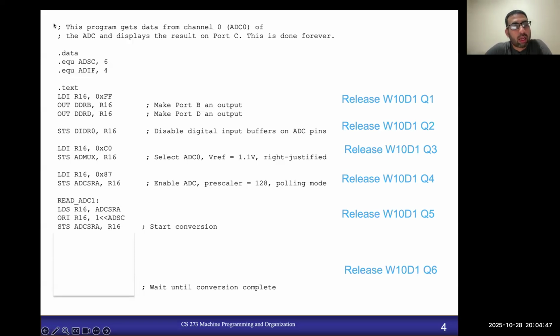Remember, we cannot use IO instructions like SBIS. We cannot use that instruction, right?